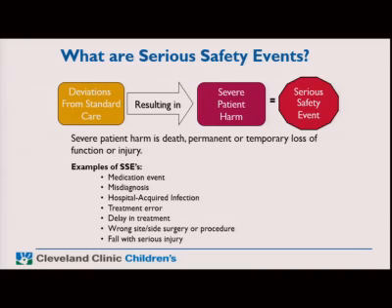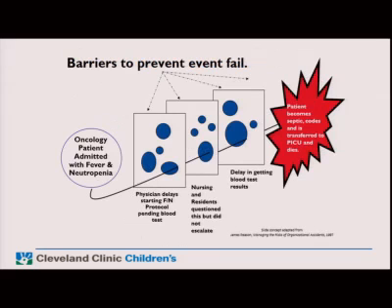Lots of examples happen every day in the inpatient and outpatient settings. So a medication event, a misdiagnosis, a delayed diagnosis, a hospital-acquired infection like a central line-associated bloodstream infection, treatment errors where we may have prescribed the wrong medication or misdiagnosed, delays in treatment, wrong site surgery, and then falls with serious injuries are some of the common things.